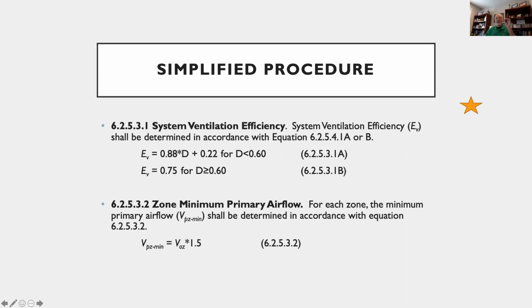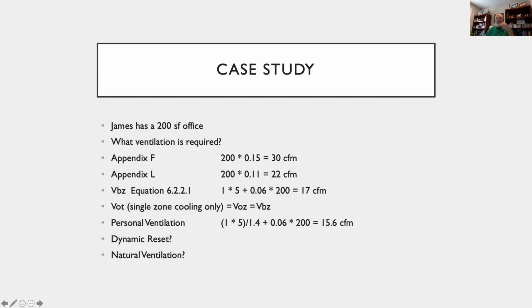If you're going to do better design, you need to go back past the simplified procedure to the more complicated procedure. A quick case study: I've got a friend, James, that has a 2,200 square foot office. He's formerly in a house.